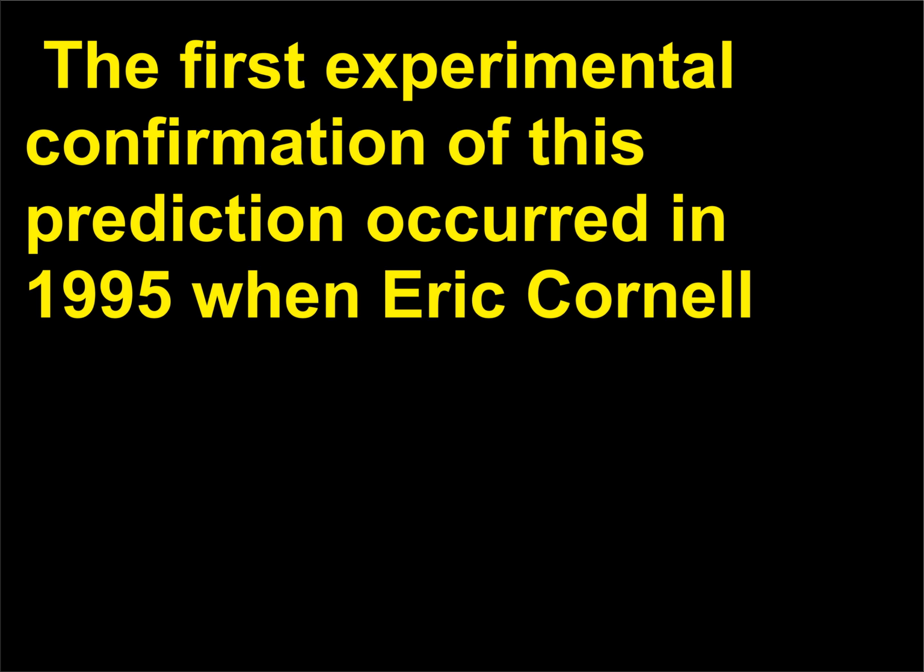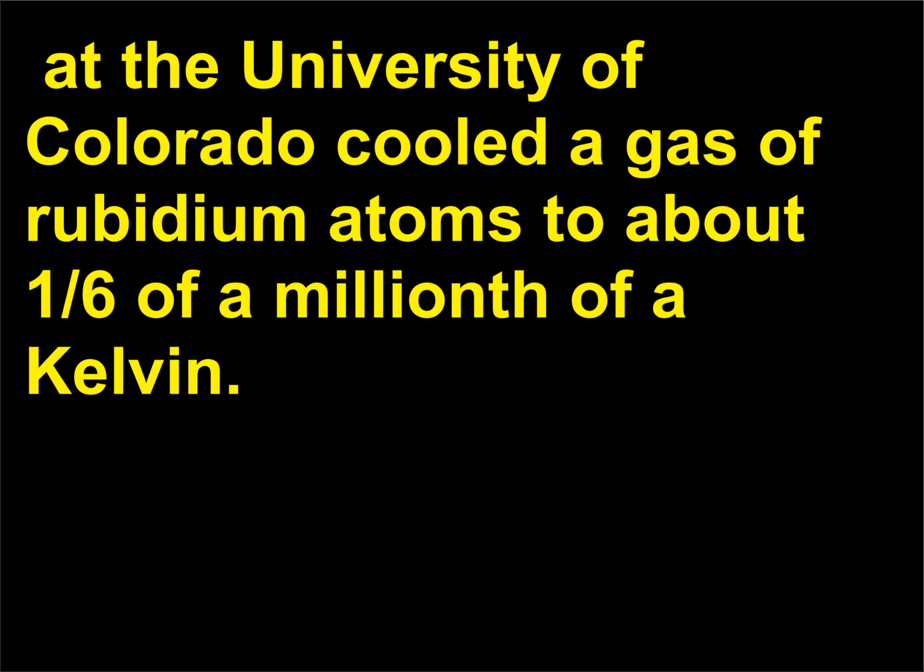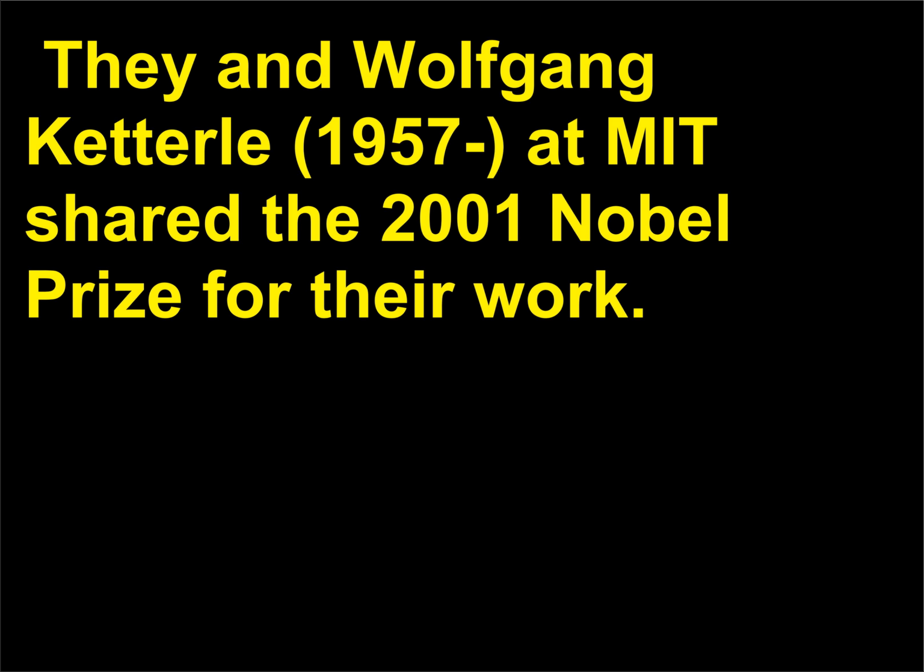The first experimental confirmation of this prediction occurred in 1995 when Eric Cornell, 1962, and Carl Wieman, 1952, at the University of Colorado cooled a gas of rubidium atoms to about 1/6 of a millionth of a Kelvin. They and Wolfgang Ketterle, 1957, at MIT shared the 2001 Nobel Prize for their work.